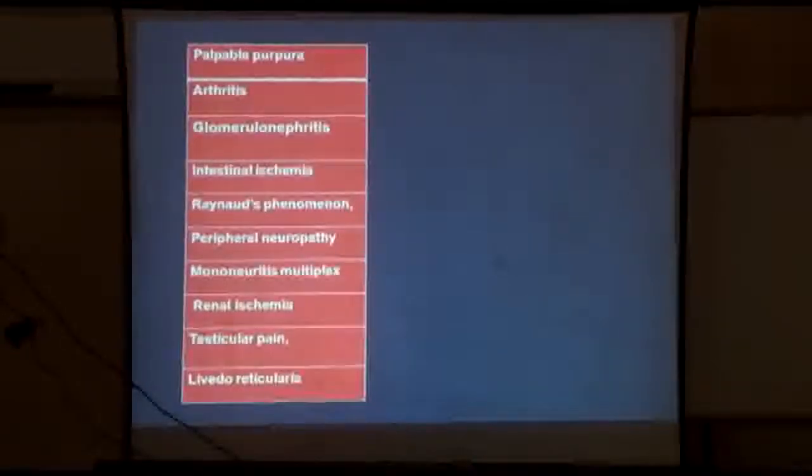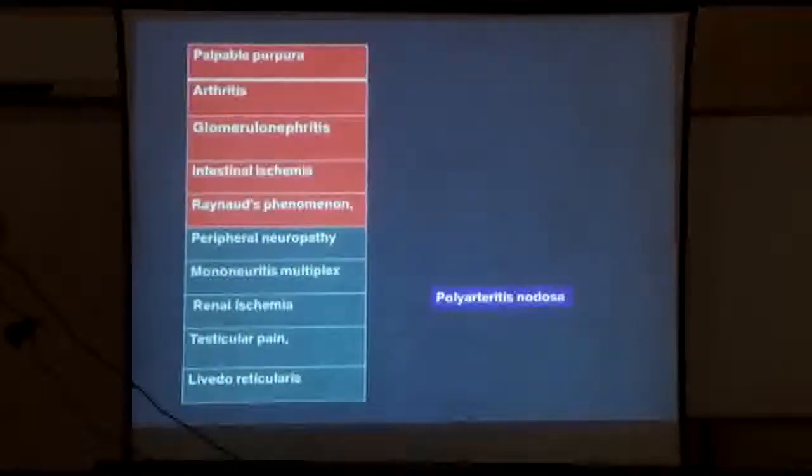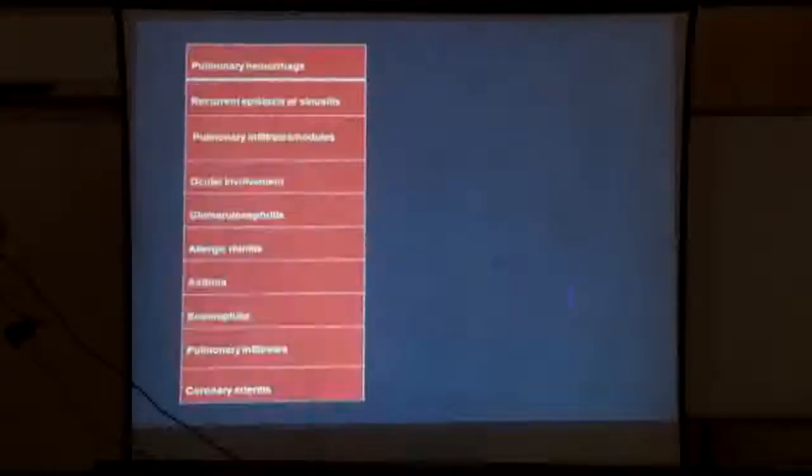Only the cutaneous manifestations. You take the first 3 of them. Always think in terms of cutaneous leukocytoclastic vasculitis. In addition, if there is intestinal ischemia, think of Henoch-Schönlein purpura. Now, if none of them are there and Raynaud's phenomenon is added on to that, your cryoglobulinemia, as I told you earlier. When you find the other 5, peripheral neuropathy, mononeuritis multiplex, renal ischemia, testicular pain with livedo reticularis, you think of polyarteritis nodosa. PAN has to be thought of.